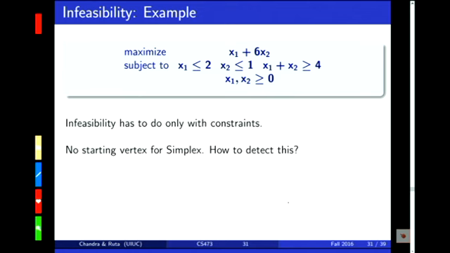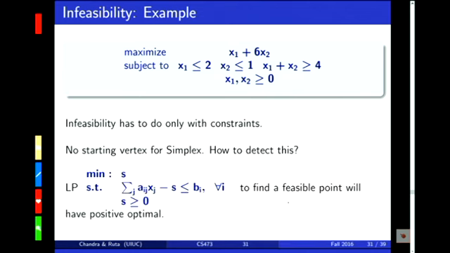What will happen is, when you try to solve this LP that we talked about, it has a feasible point regardless of whether the original problem was feasible or not. But when you are at the optimal point, S will not be 0, it will be strictly positive. This is how you can detect that the problem is infeasible: there is no point which can satisfy all the constraints.